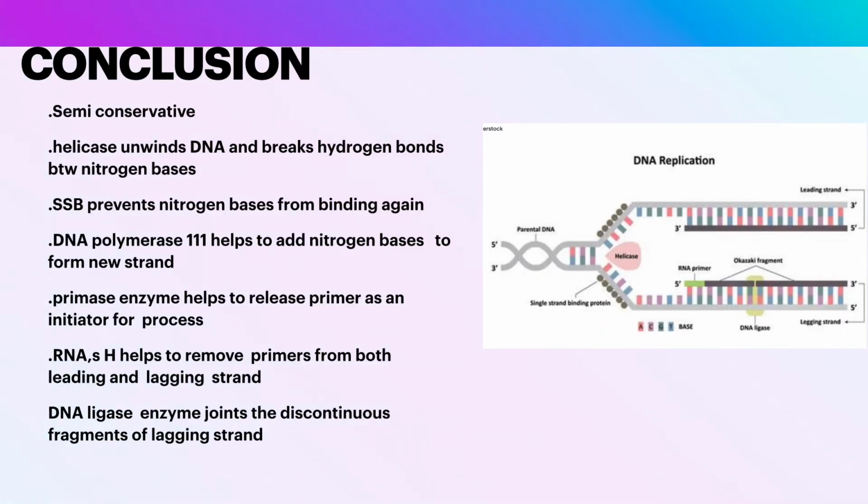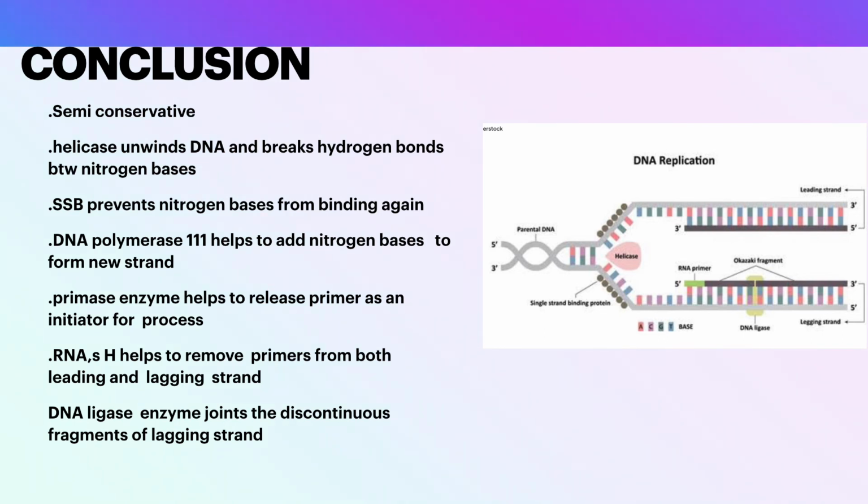Let's conclude. DNA replication is a semi-conservative process. That means only one strand of the parent DNA is conserved in each daughter DNA. Helicase enzyme unwinds the DNA and breaks the hydrogen bonds between nitrogen bases. SSB, single-stranded binding protein, prevents the nitrogen bases from binding again.